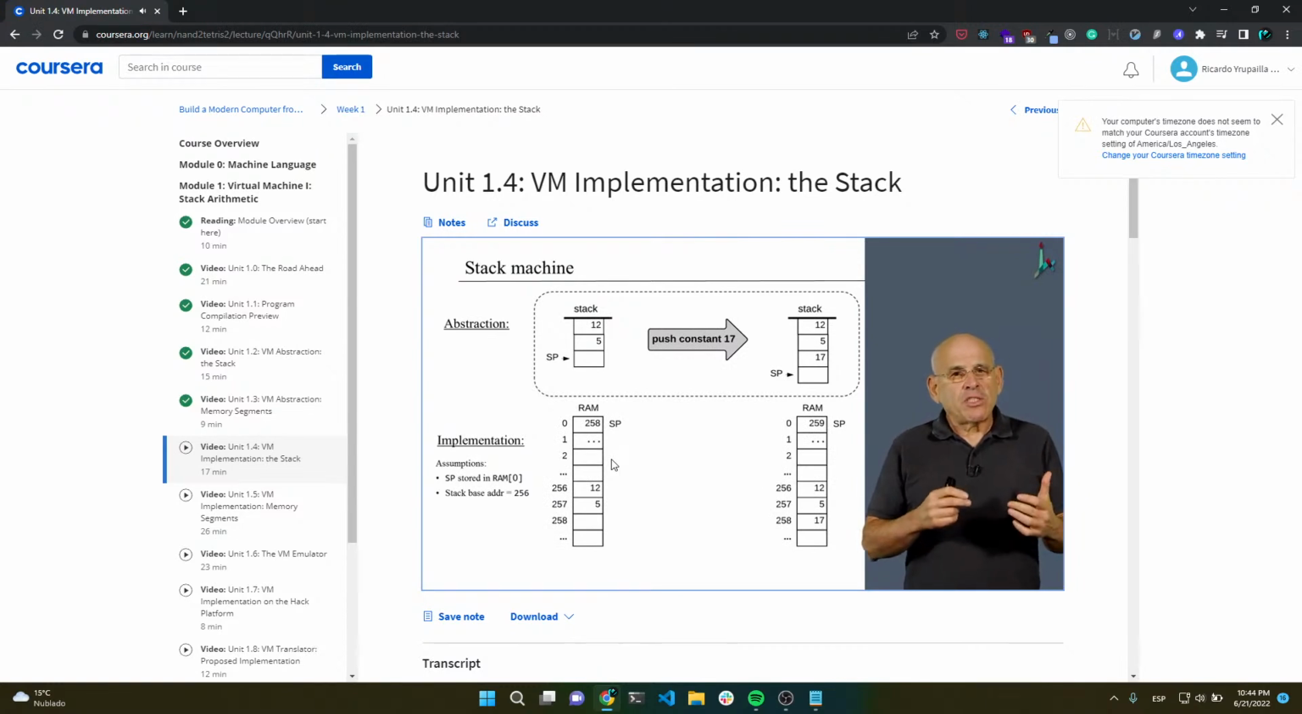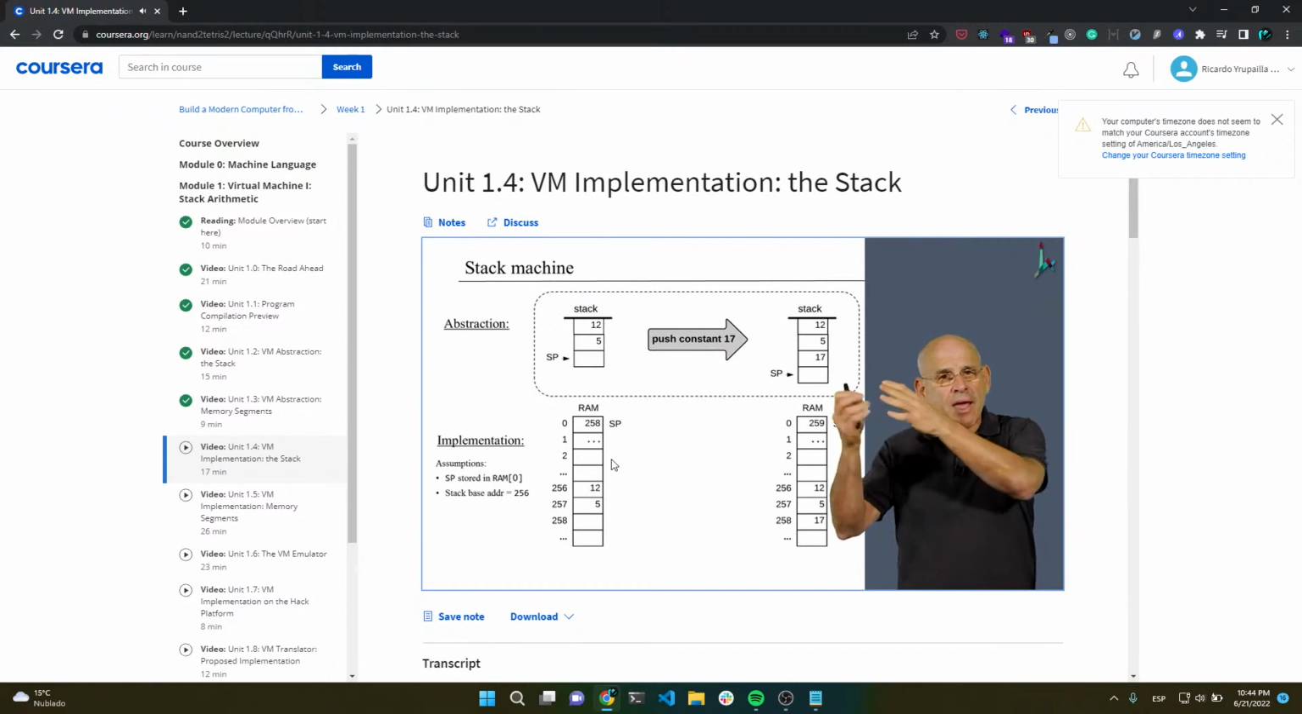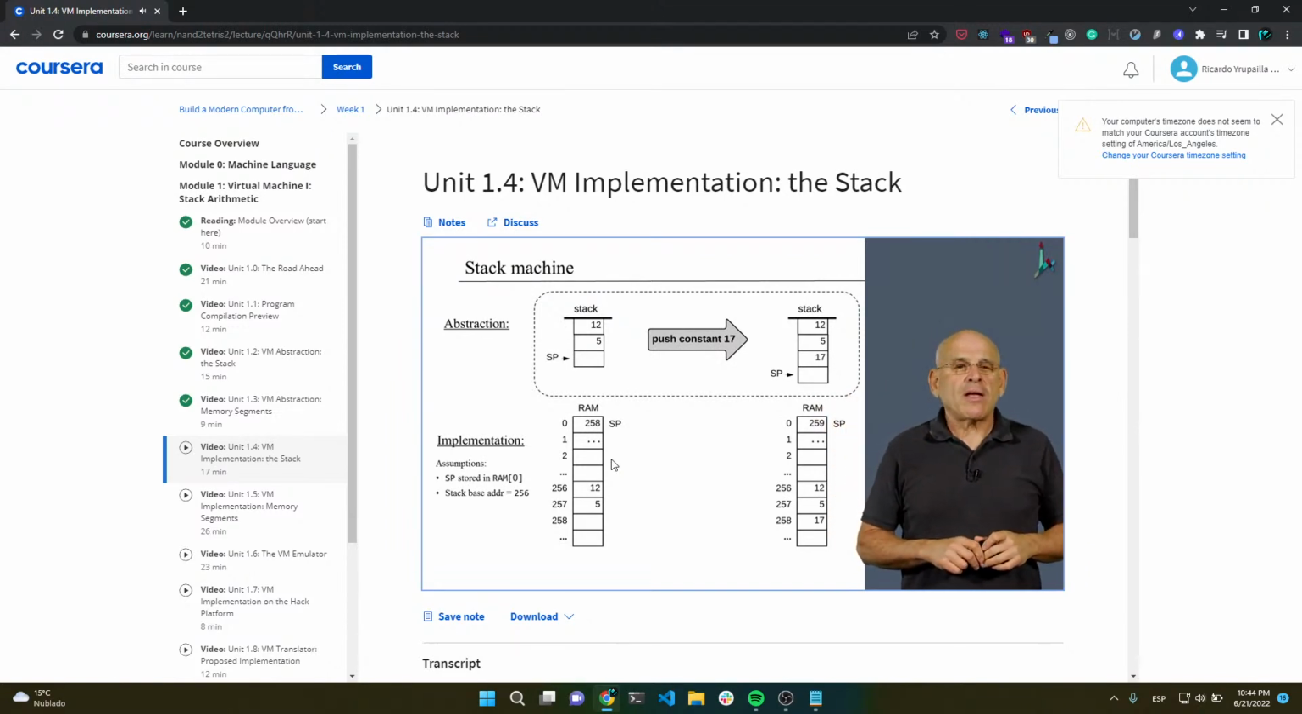So with these two assumptions in mind, let us focus on the left-hand side of the slide. And the stack that we saw above, the abstract stack, which is 12 and 5, will be mapped on the RAM beginning in address 256, as we assumed. And therefore, the stack pointer, which always points to the next available location, now contains the number 258. Now, following the push constant 17, if we look at the top, we end up with the abstract stack state on the top right of the slide.